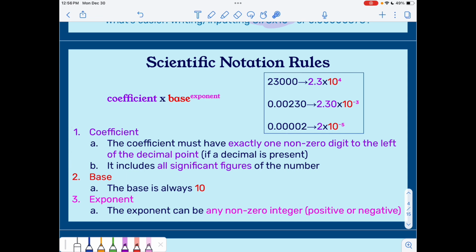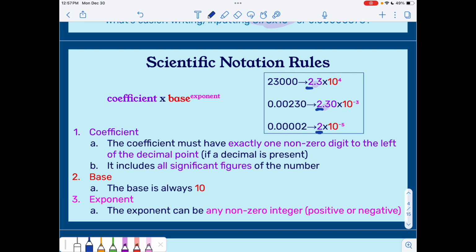So the first rule with the coefficient must have exactly one non-zero digit to the left of the decimal point if there's a decimal present. Now let's look at this box right here of examples, and I'll break down that first rule so you can see the example. So in all of these, you'll see that there is one number to the left of the decimal point. So I'll just highlight the decimal, and you'll see that there's only one number to the left, and then the remainder of the numbers follow after the decimal point.